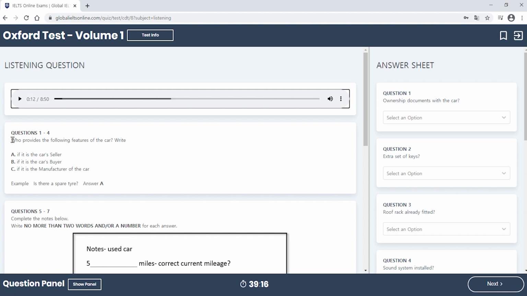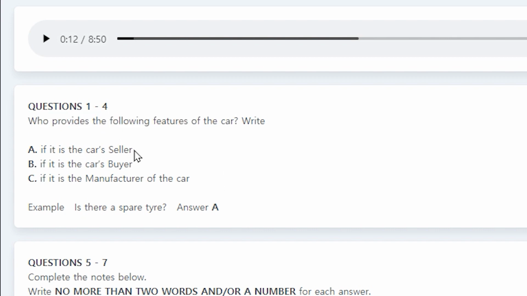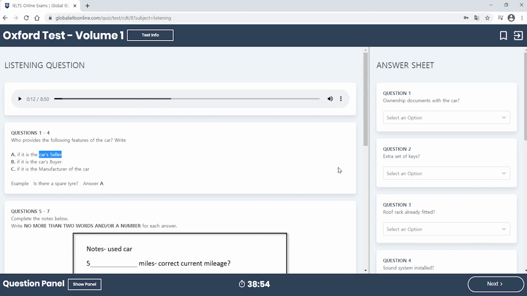So we say questions 1 to 4, who provides the following features of the car? Okay, so it's A if the person who sells the car is providing the features. It's B if it's the buyer of the car who's providing the features. And it's C if the manufacturer of the car provides the features. So their example is, is there a spare tire? It's A, because the person who sells the car is providing the spare tire.